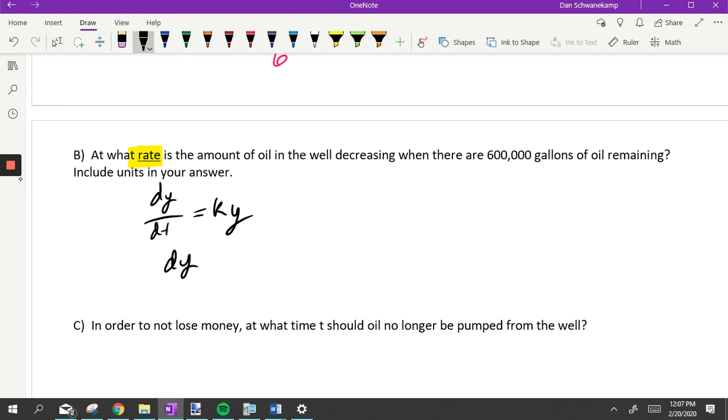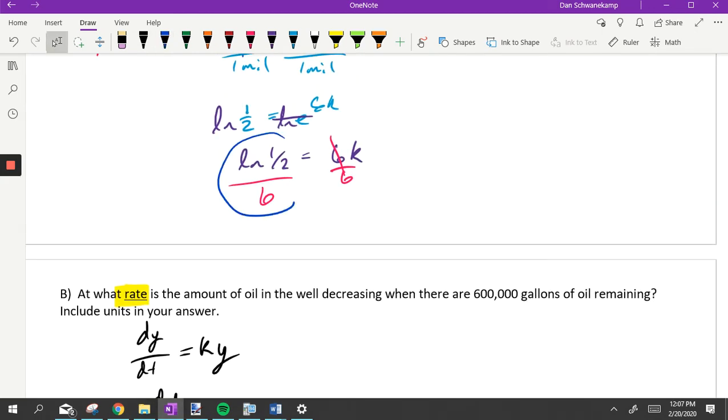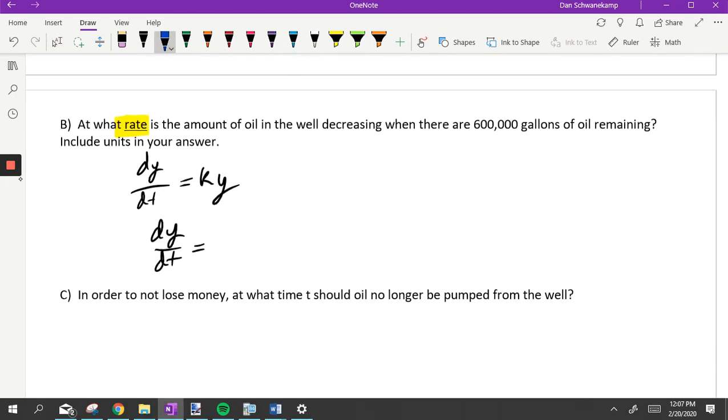I'm trying to figure out the rate, so I'm trying to figure out this right here. Do we know what my K is? Yeah, we just found it. It was that number up above. It's the natural log of 1/2 over 6, times my Y value. Well, what's my Y value going to be for this problem? 600,000.